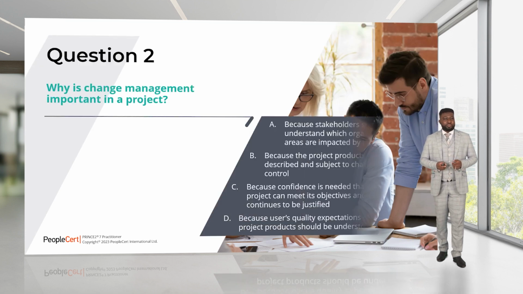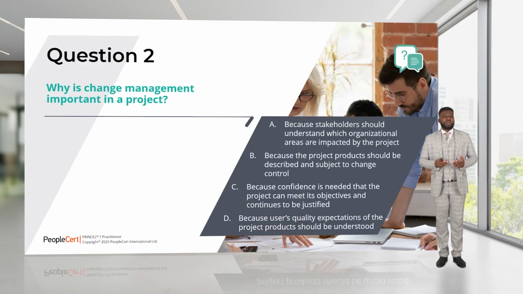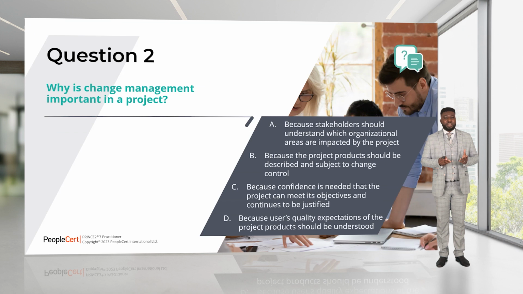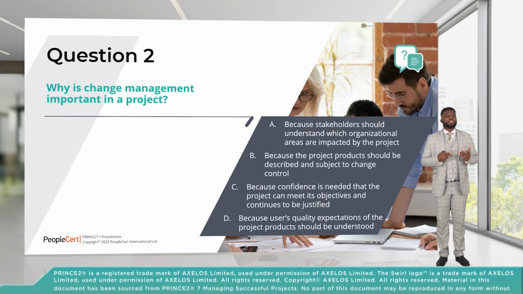Question number 2. Why is change management important in a project? A. Because the stakeholders should understand which organizational areas are impacted by the project. B. Because the project should be described and subject to change control. C. Because confidence is needed that the project can meet its objective and continues to be justified. D. Because user quality expectations of the project's product should be understood.